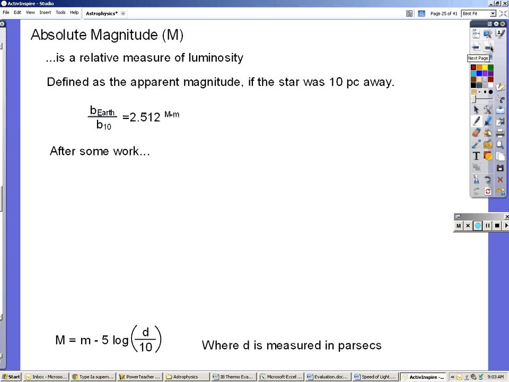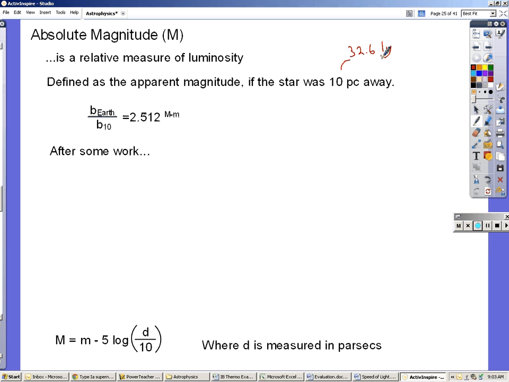The other thing you need to know about is something called absolute magnitude. Relative magnitude is a scale of brightness. Absolute magnitude, on the other hand, is a measure of luminosity. The way we define it is that the absolute magnitude of a star is what the apparent magnitude would be if it were 10 parsecs away. Now 10 parsecs, remember, is about 32.6 light years. So it's a long way away.